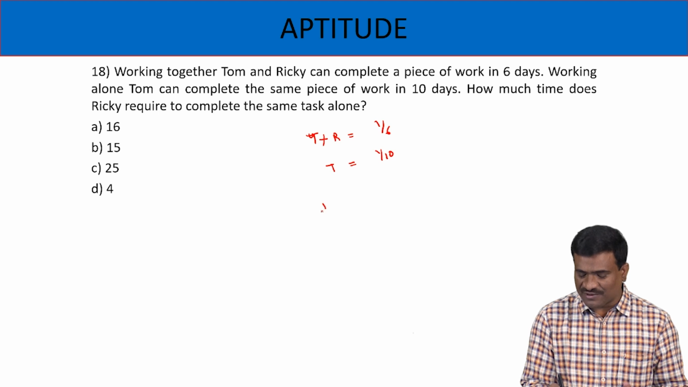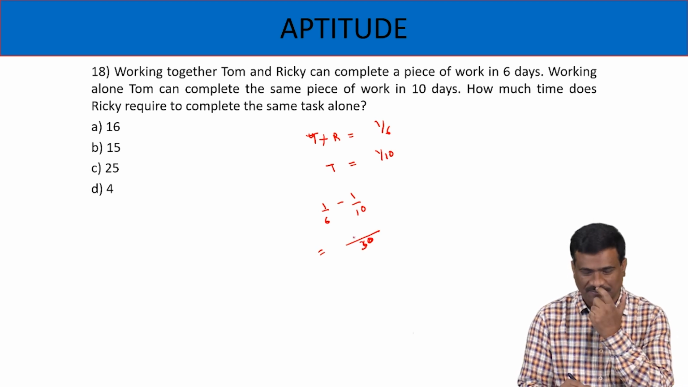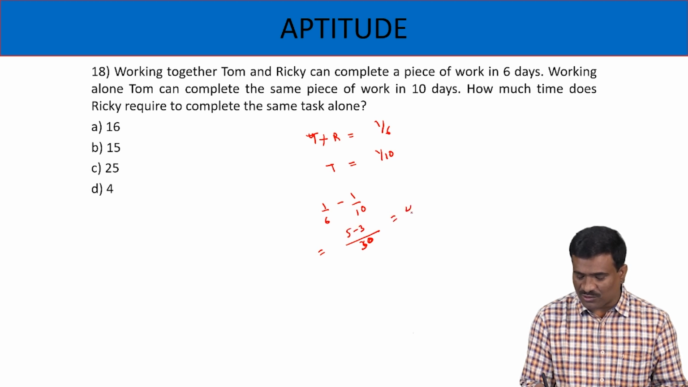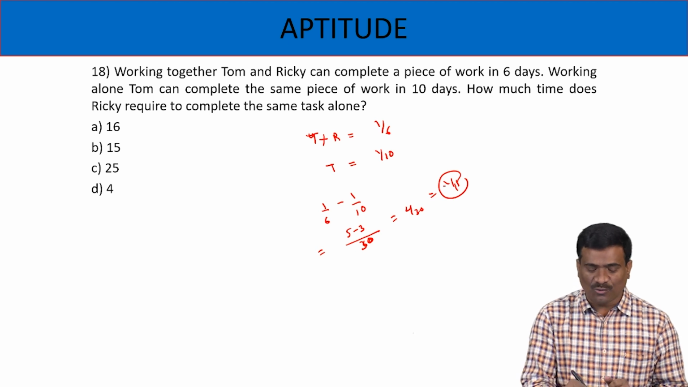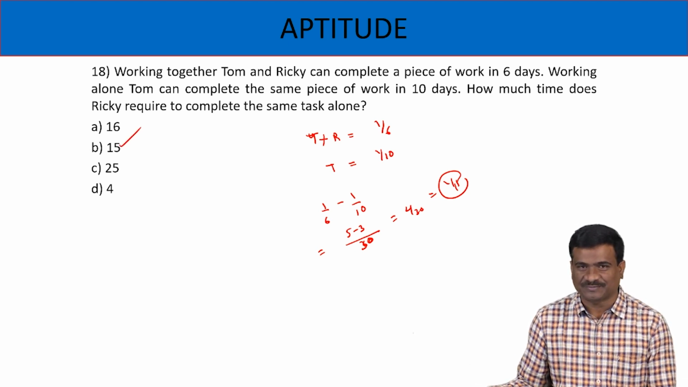Then next equation 1 minus 2: 1 by 6 minus 1 by 10. LCM 30 or 60? 30 only correct. Here next numerator 5 minus 3 is equal to 2 by 30, that is 1 by 15. 1 day work 1 by 15, whole work 15 days. This is about time and work concept.